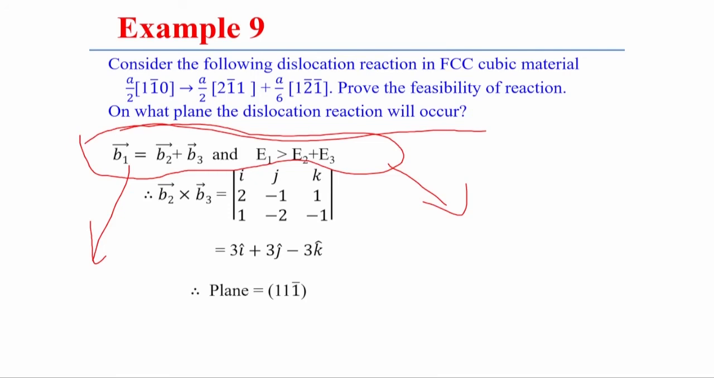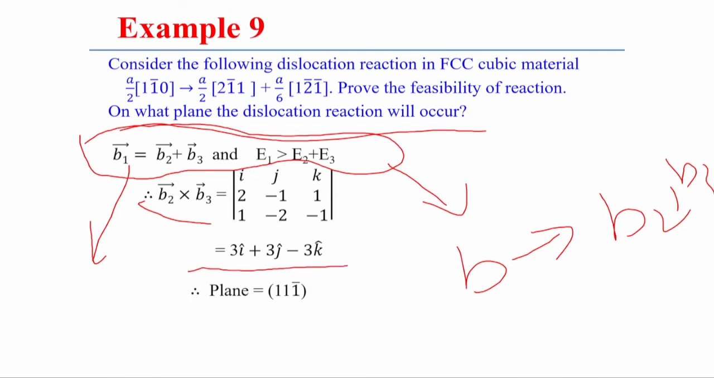In this case, assume that b1 decomposes into b2 and b3. Now the Burgers vectors of b2 and b3 are defined, and those two are partials. When b2 and b3 are defined, if you take the cross product of these two vectors b2 and b3, we find the vector 3i plus 3j minus 3k, which indicates that the Miller indices of this plane are 1 1 minus 1. So the reaction will occur on this plane, 1 1 minus 1.